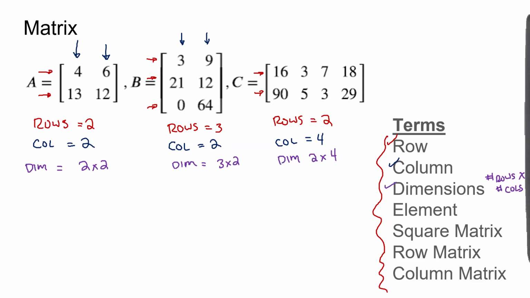All right. An element is any number in one of those boxes. So 3 right here is an element of C.